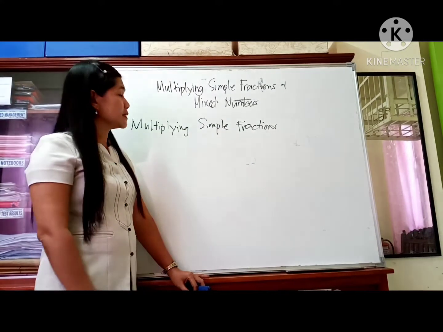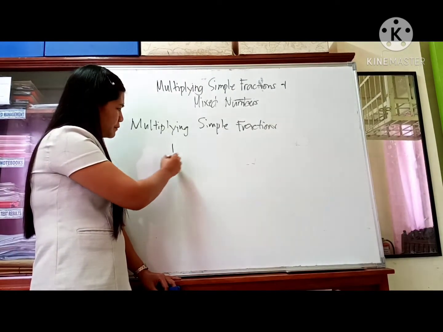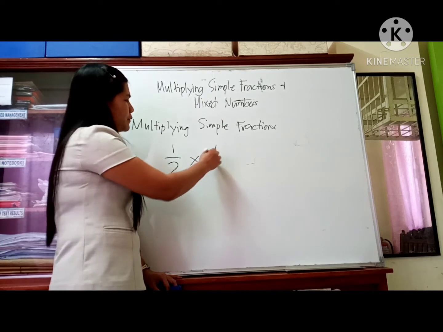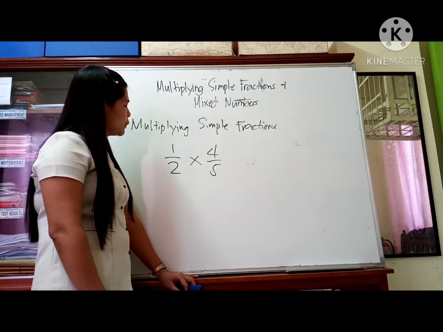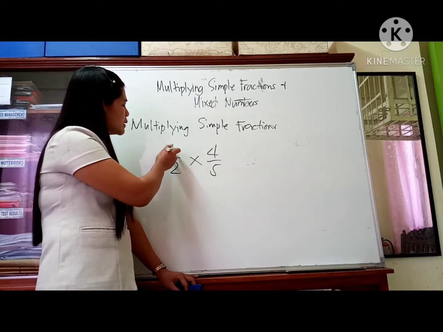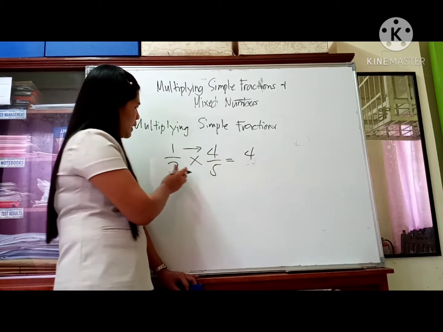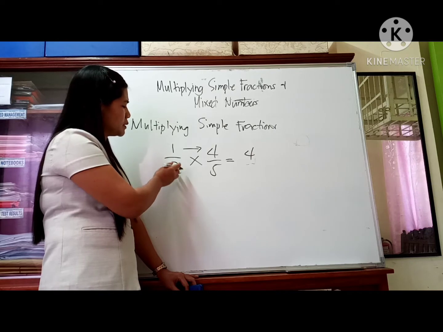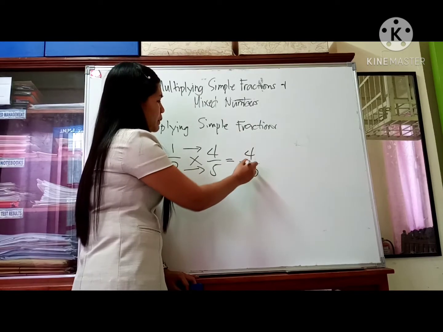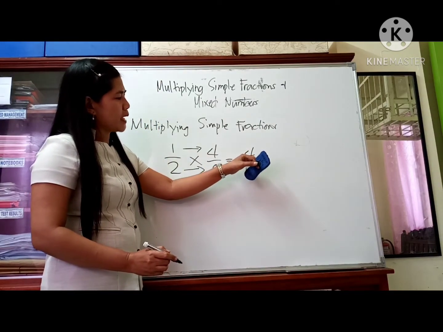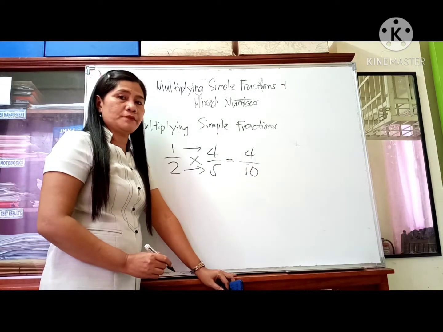Now let's try another example of multiplying simple fractions. So let's try 1/2 times 4/5. So first, you are going to multiply the numerators 1 and 4. So that will give you 4. And then multiply the denominators 2 and 5. So that will give you 10. So look at your answer, which is 4 tenths, if it is already in the simplest form.